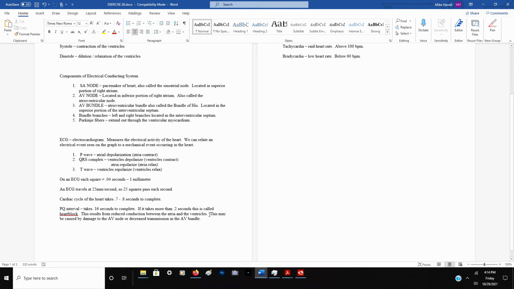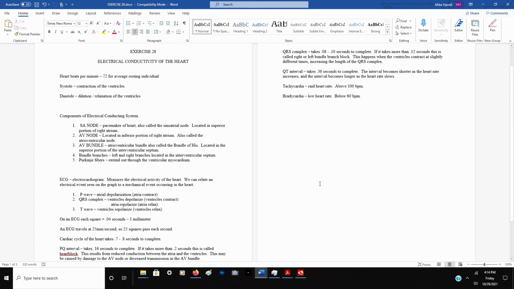We don't get too much into all the problems you can diagnose with one of these. That's a class all to itself. Again, we're mostly looking at what's normal. Now, that may be caused by damage to the AV node, which we mentioned up here, or maybe a decreased transmission to that AV bundle.